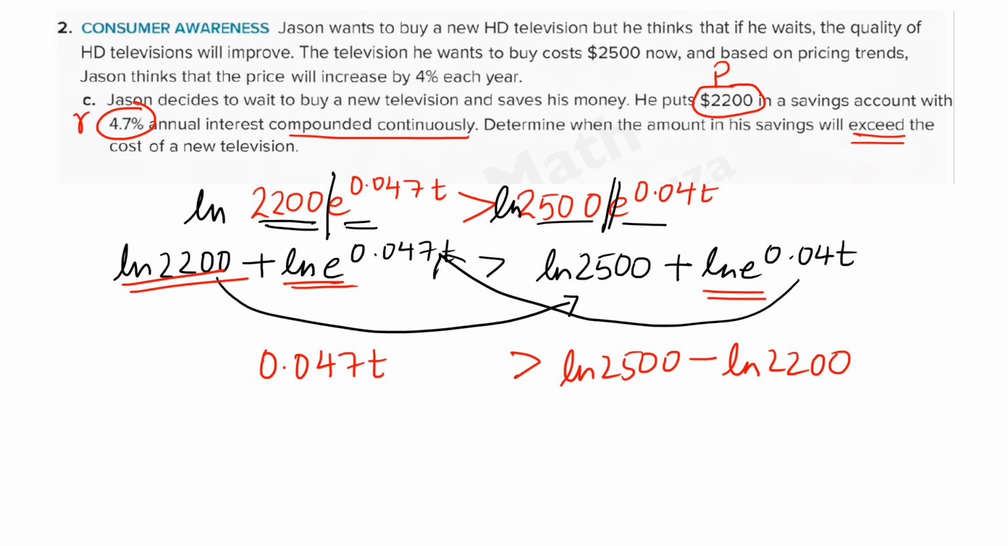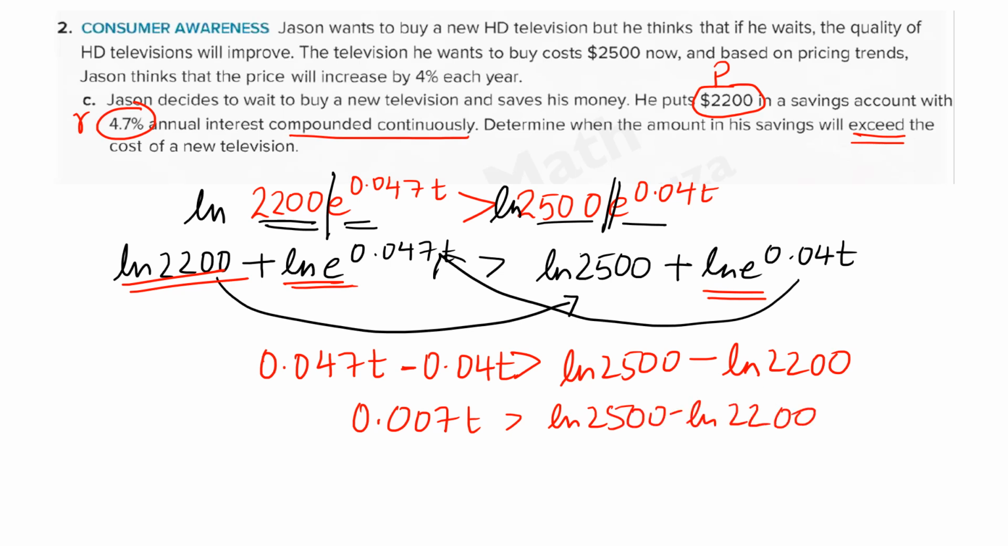0.047t minus 0.04t. Subtract. This is going to give us 0.007t, which is more than the difference of this log. So in the next step, I want my t, so I'm going to divide by this decimal on both sides. And my t is going to be more than, use your calculator, simplify, 18.3. So what does that tell you?